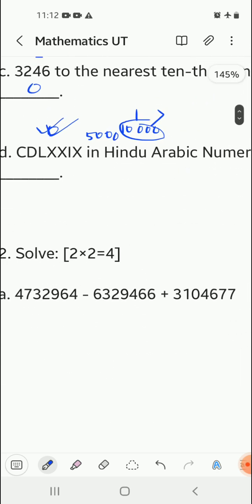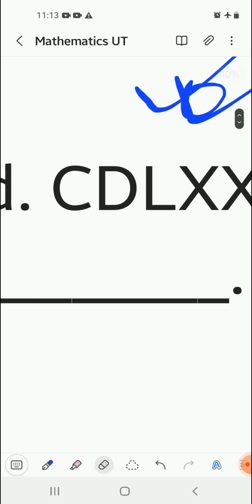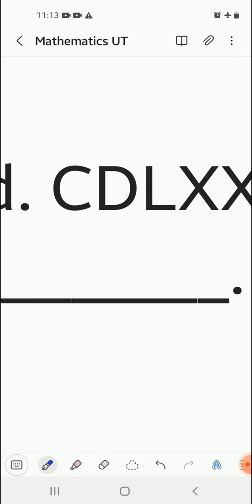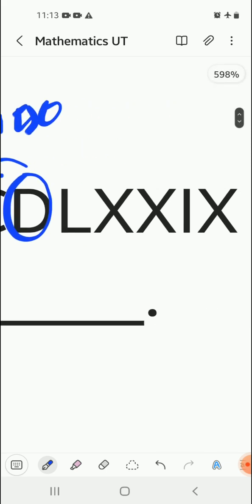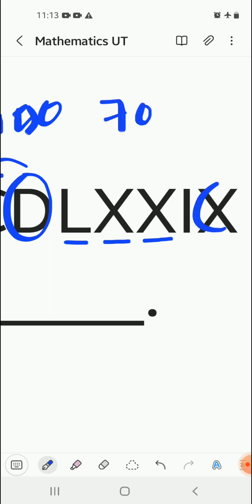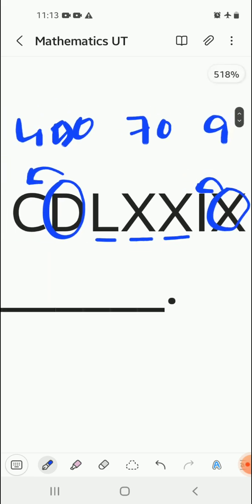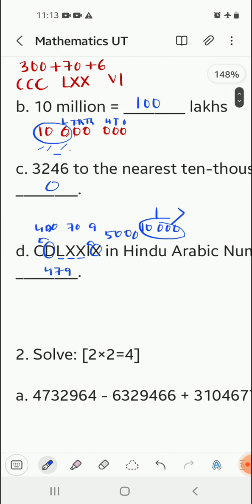Next, we have to convert this into a Hindu Arabic number. Simple. Spot the number with the highest value, which will be D, which is 500. To the left of it, we have got C. C means 100, but it is left of it, so 500 minus 100. So CD is written as 400. LX. L is 50, X is 10, 60, again X is 10, 70. IX. X is 10, to the left of it we have got I, which means it is 10 minus 1, 9. So it is 479. This is how we are going to write it.